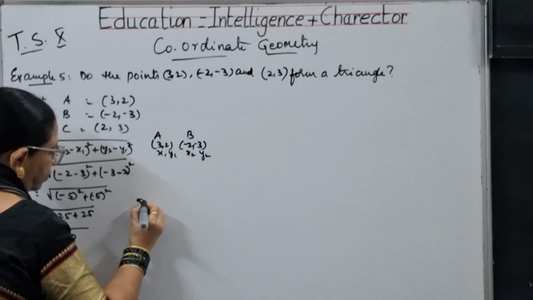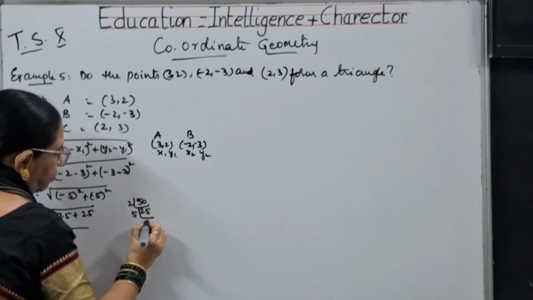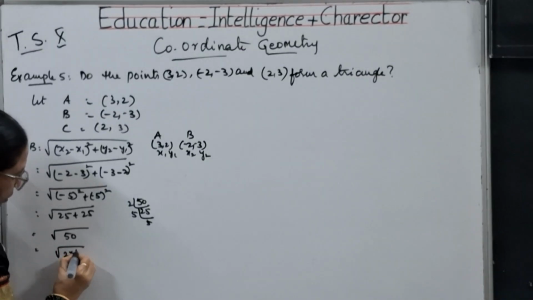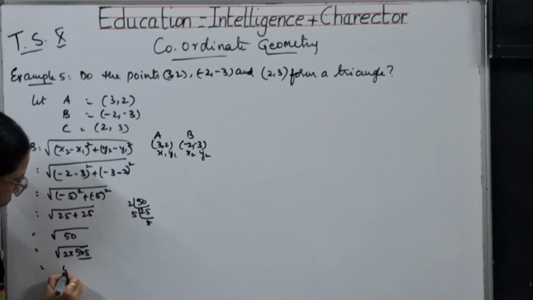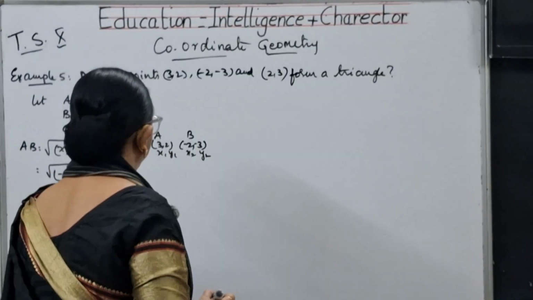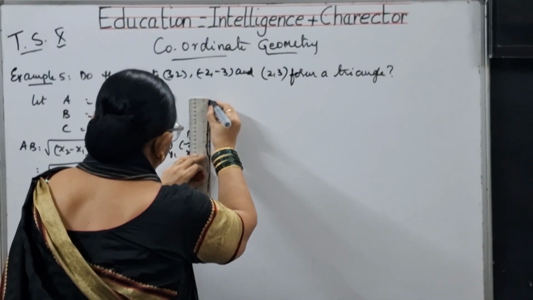Root 50 you can write as 2 into 5 into 5, since 2 fives are 25. So instead of two 5s, I will take 5 out. 5 root 2 is the AB measure. Now let me go to the next side.